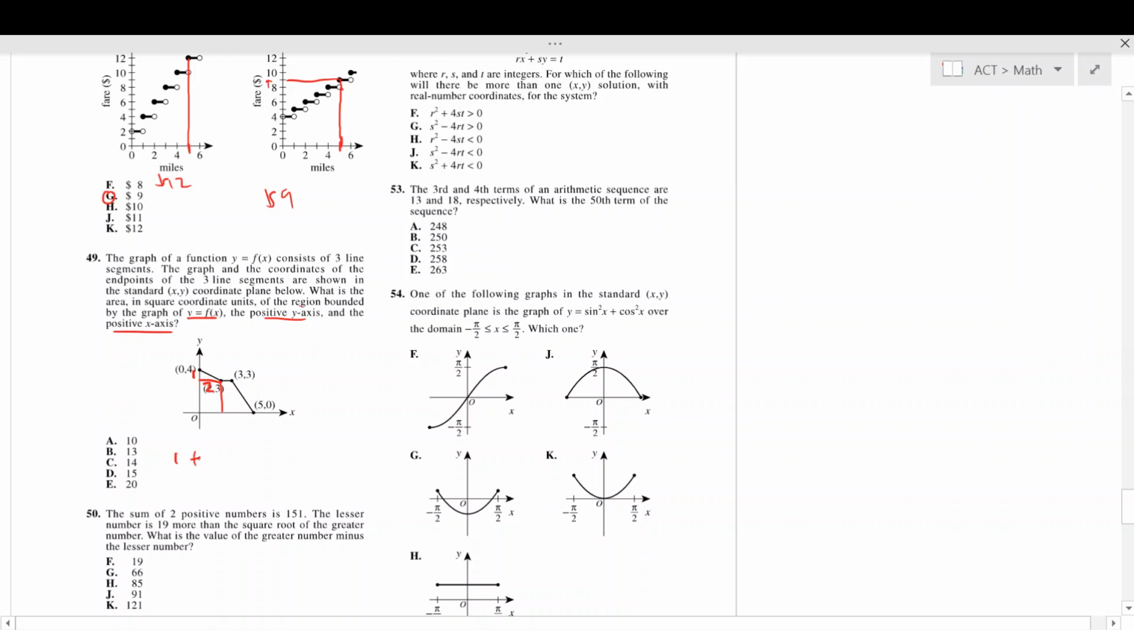Now we need the area of the rectangle. So again, this point is 2, 3. So the base of the rectangle is going to be 2, and the height would be 3. So the area is 6.